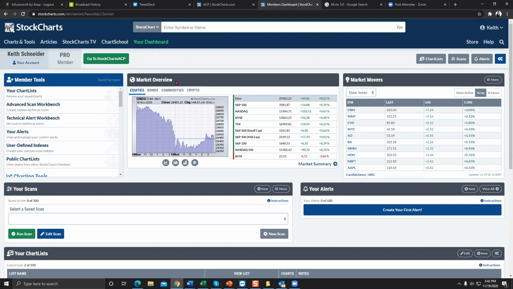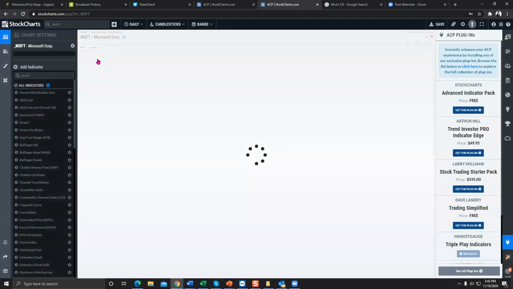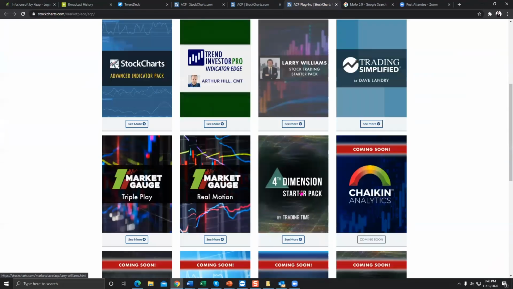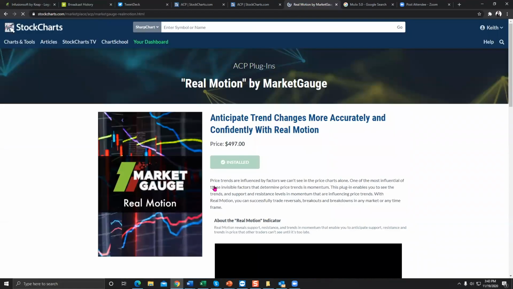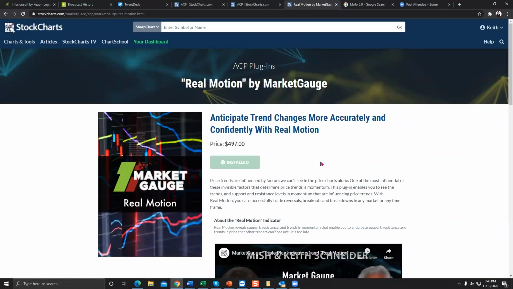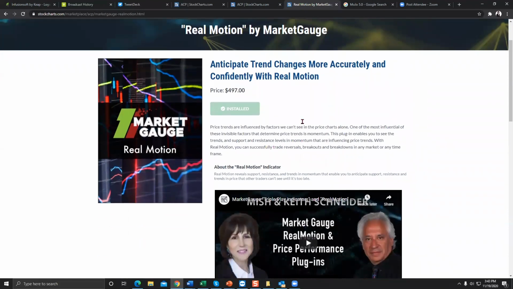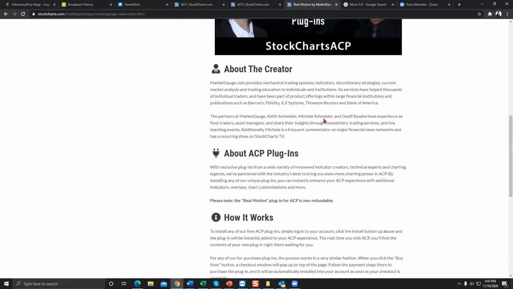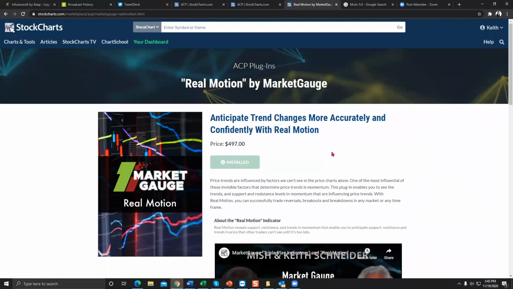So now back to me, Mish, and I just want to show you how you can purchase and access the ACP plugin. First, go to the home screen on StockCharts and then go to StockCharts ACP, and a chart will come up. Then go all the way to the bottom right and hit See All Plugins, and scroll down. All you have to do is hit the See More button on the Market Gauge Real Motion. In my case, of course, you see it's installed. In your case, it will give you some information, a video you can watch, and then all you have to do is hit the Buy button.